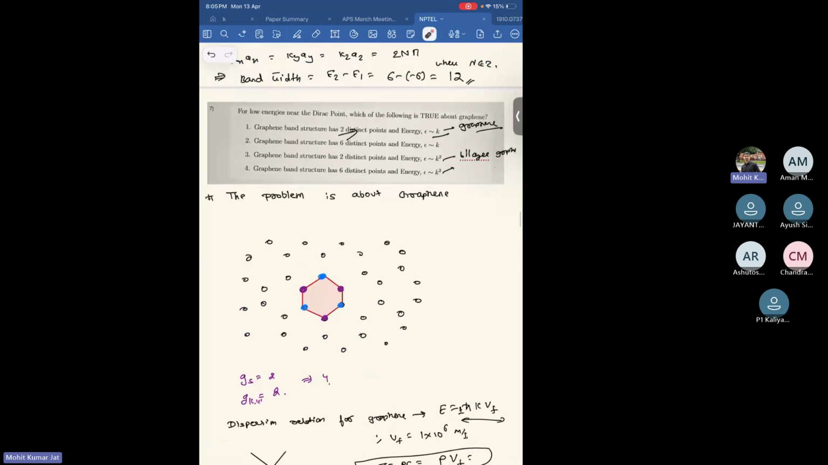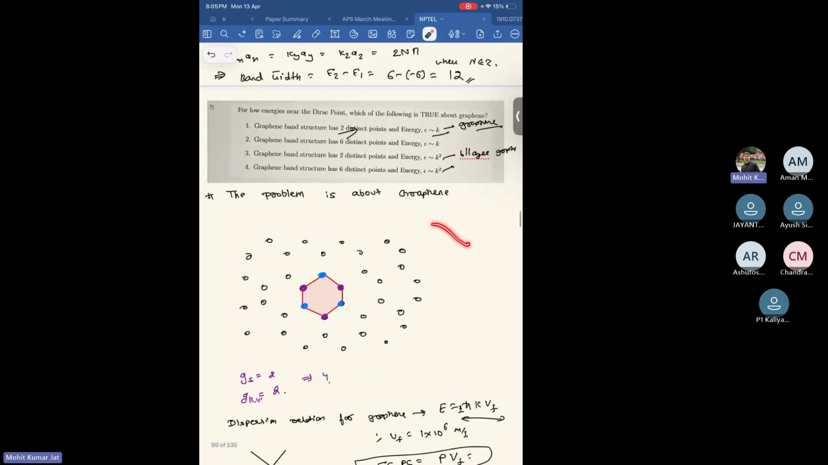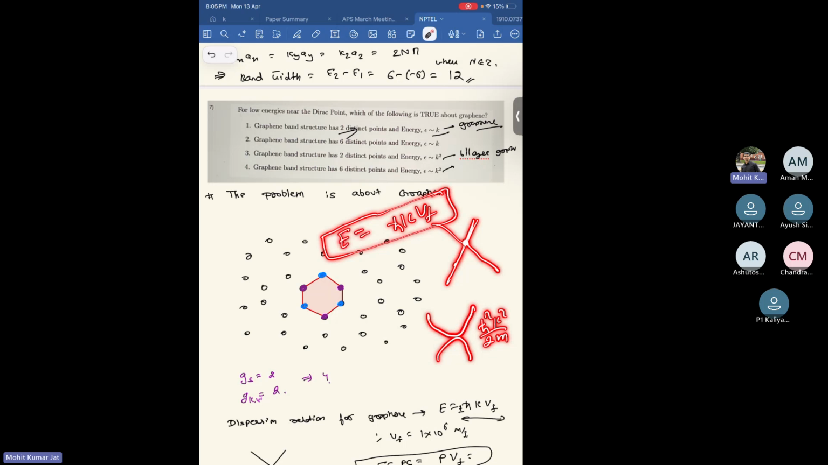For low energy near the Dirac point, which of the following is true about graphene? Okay, graphene has linear dispersion. That's the key point about graphene. Generally, electrons have parabolic dispersion, right? E equals h bar squared k squared by 2m. But graphene has linear dispersion, which is E equals h bar k Vf.